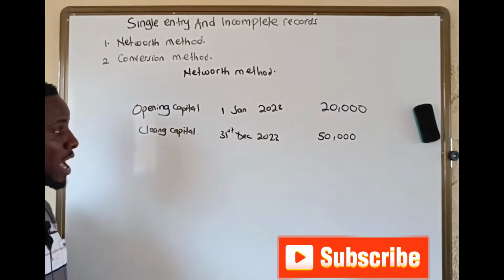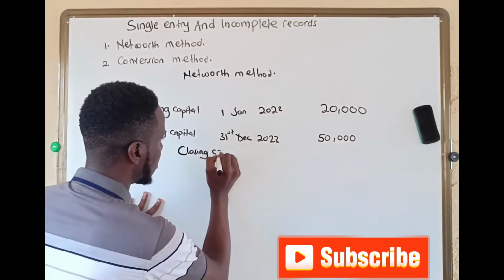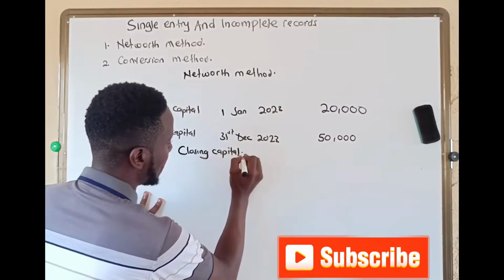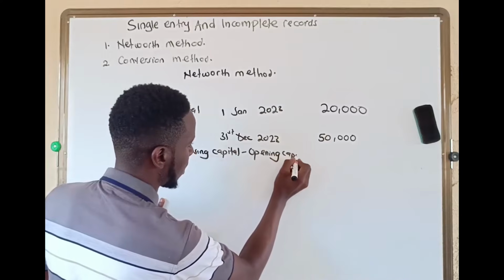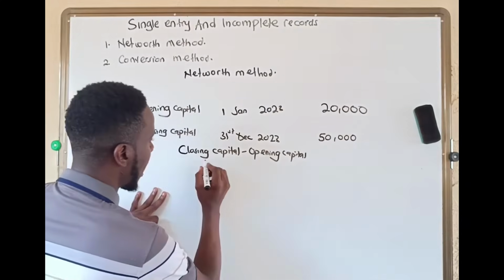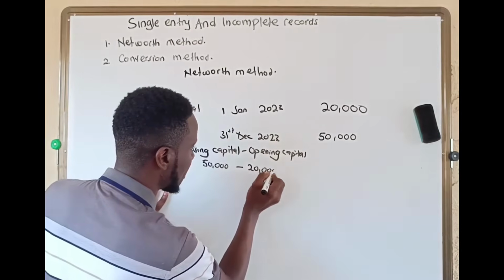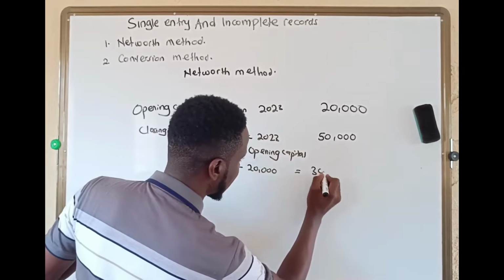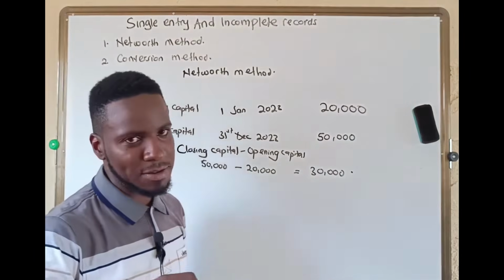It means we are going to get the closing capital minus the opening capital. Now, for this case, we shall have 50,000 minus 20,000, giving us 30,000. Now, this becomes our net profit for the year.